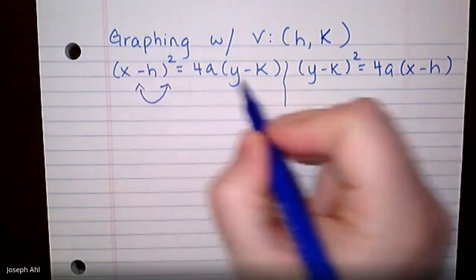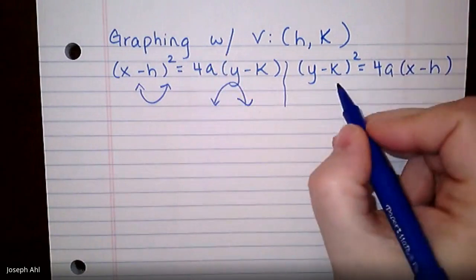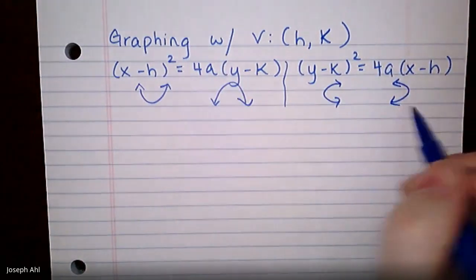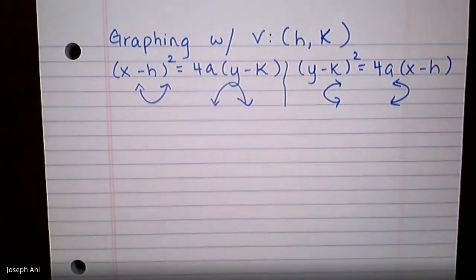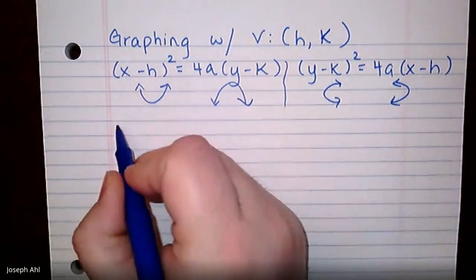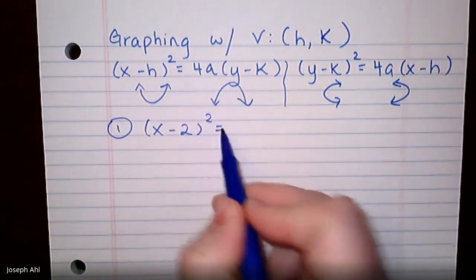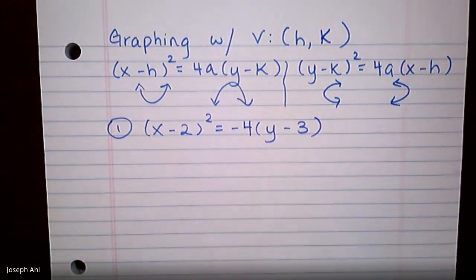It just depends on which of those quantities is squared to know how this parabola is going to open. If the x is being squared, we know it's up or down, and that will be dependent on if a is positive or negative. If y is being squared, it's going to open up to the right or to the left, if a is positive or negative. Okay, let me give you one that's a nice one to start off with. (x minus 2) squared equals negative 4 times (y minus 3).